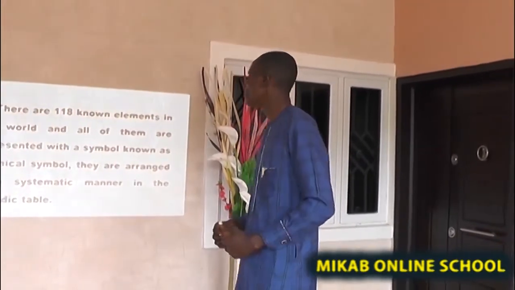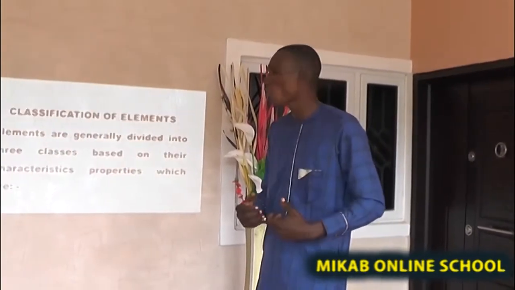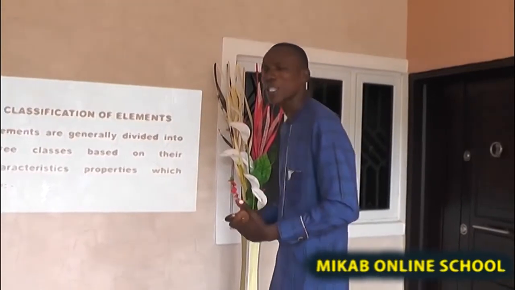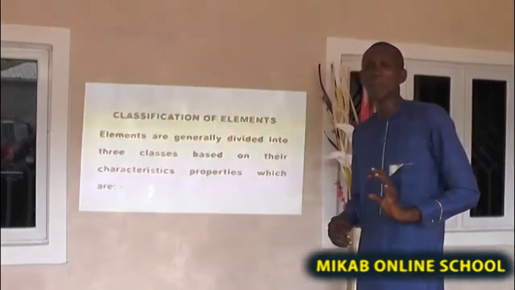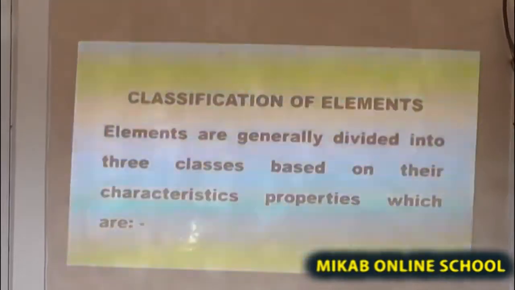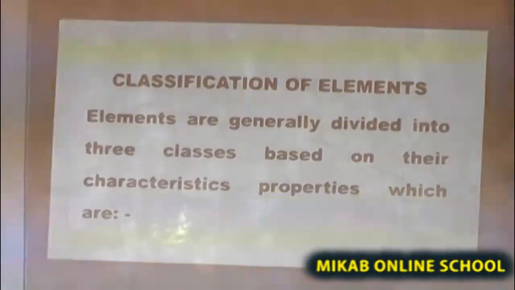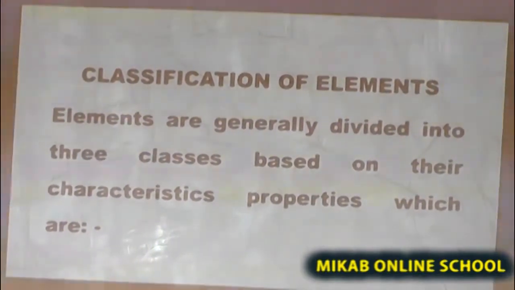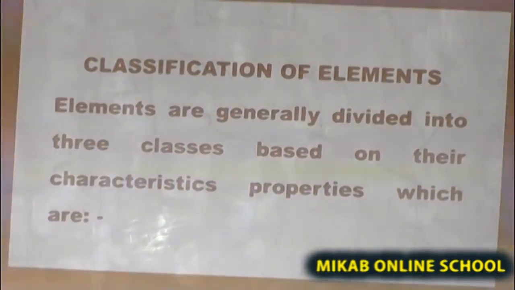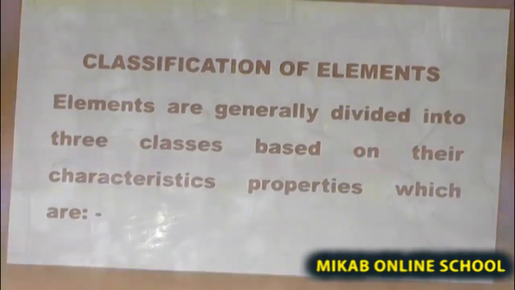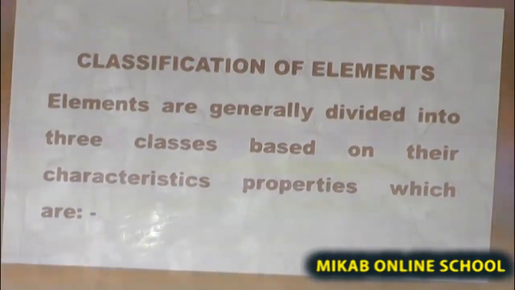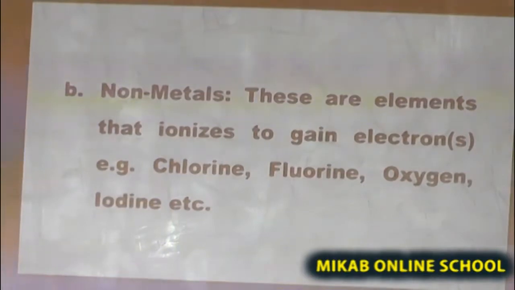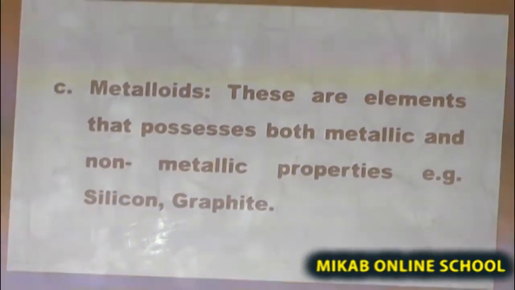Now, on this note, let us look at how these elements are classified. All elements are classified based on the properties that they exhibit. Of course, there are three classes of elements based on their properties. The three classes of elements are number 1, metals, number 2, non-metals, and number 3, metalloids.